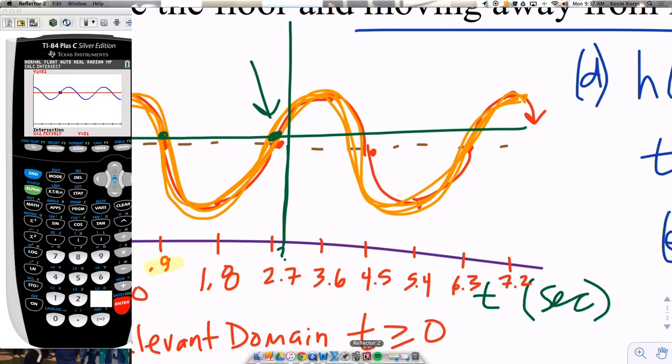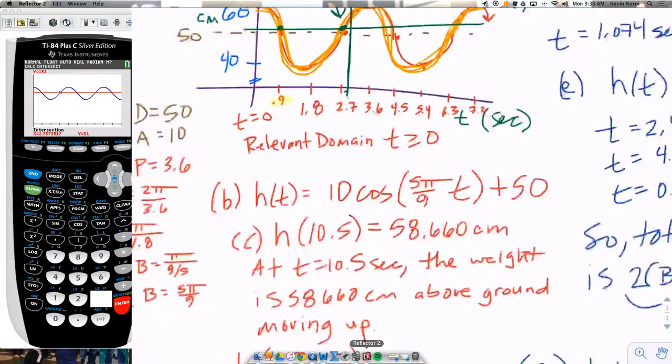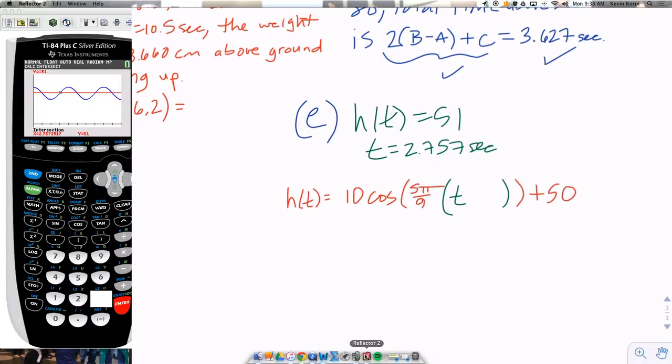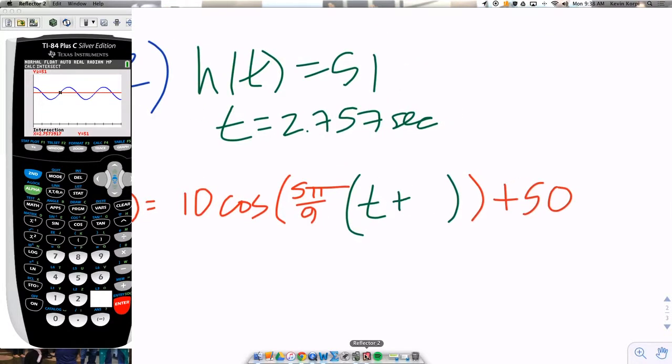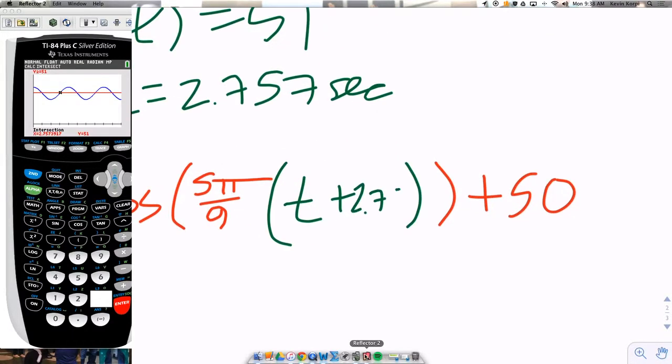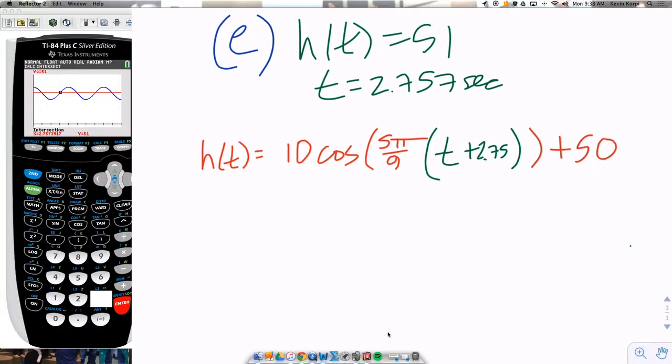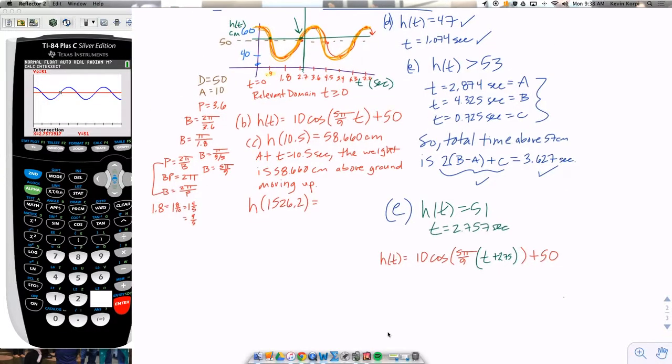Do I need to shift my graph to the left or to the right to make that point there the new y-axis? To the left. I need to take that graph and move it to the left. So to move it to the left, is it going to be a plus or a minus in your equation? Plus. Good. And you can go 2.757. No, it's the exact same graph that I had. So the only thing I'm doing is modifying my existing equation that I already had written by some shift.